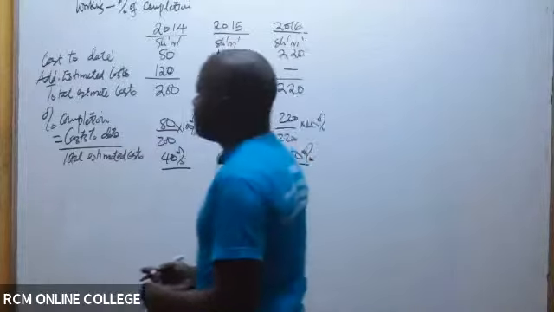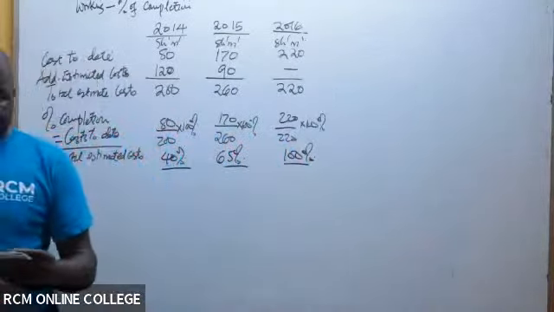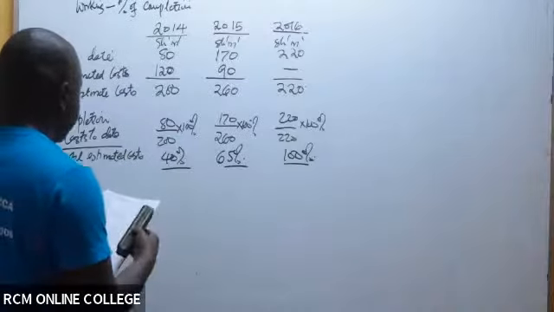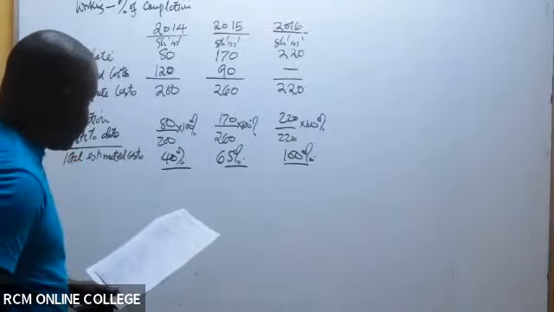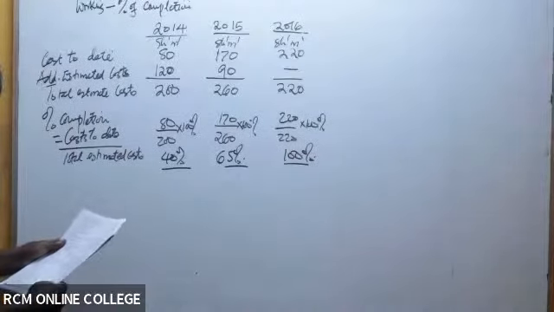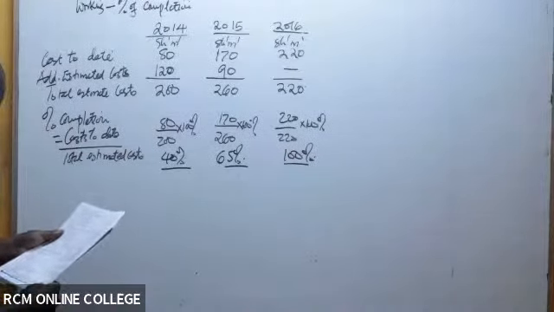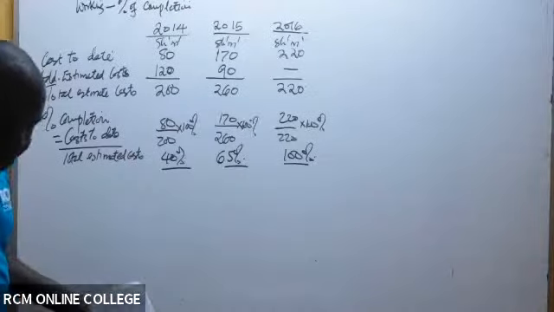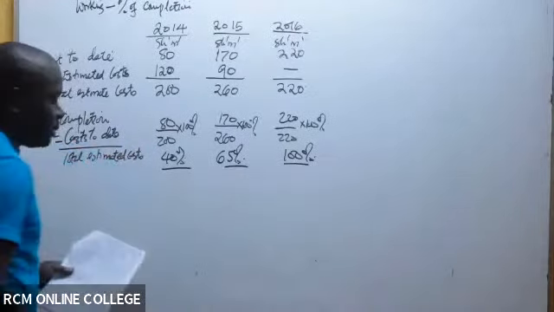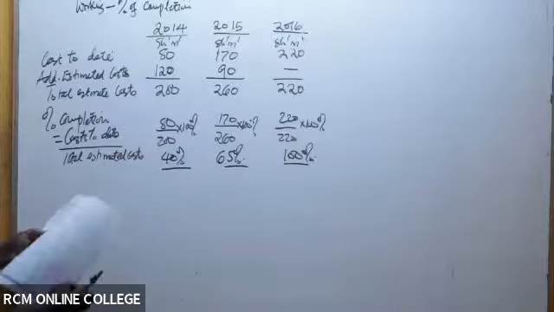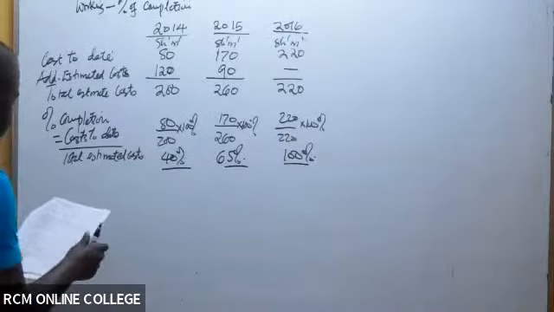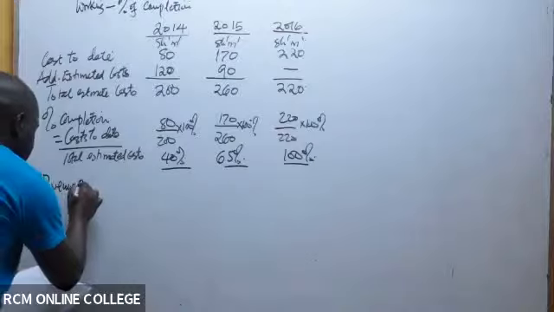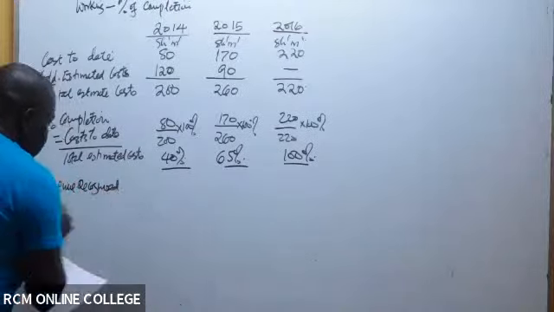So once we've gotten the percentages of completion, we can come up with what? The income statement extract. But before you start with the income statement extract, let's just get the revenue recognized for each and every year.